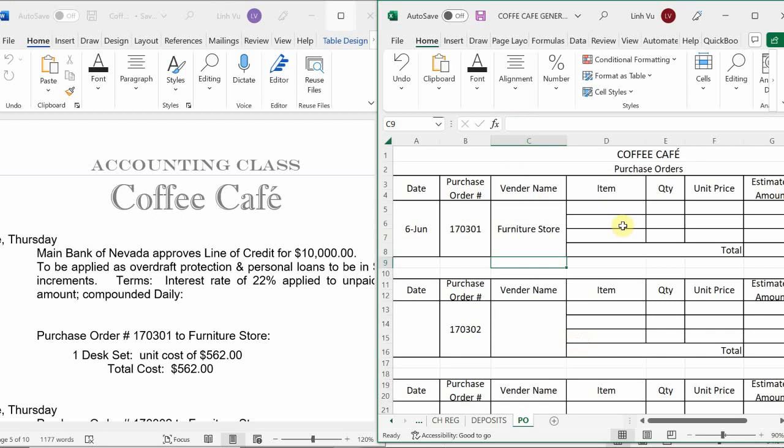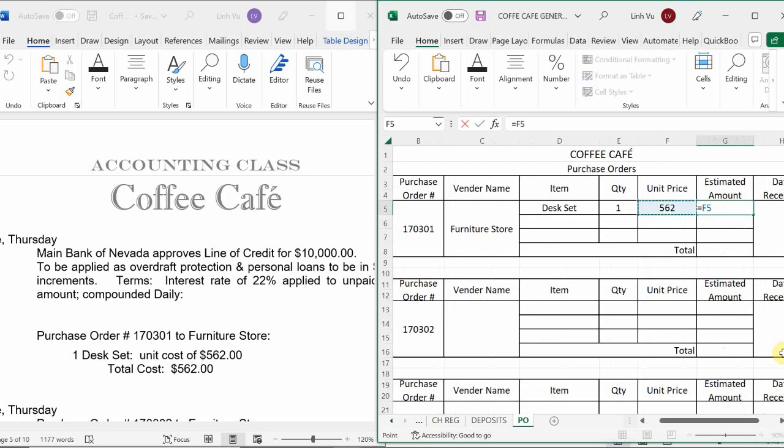Okay, now what was the item that I purchased or ordered? Desk set. We ordered a desk set. How many? Just one. For a total of $562. So therefore, right, you just do your quick multiplication. So that means your total purchase order amount was for $562. Okay.